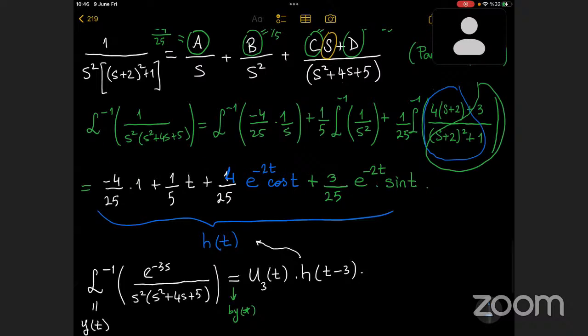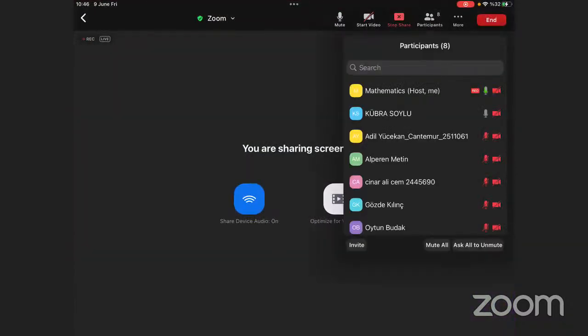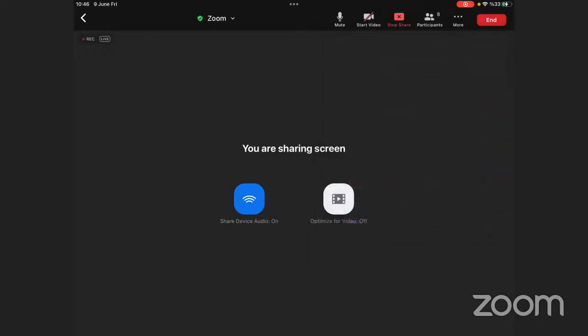Peki, güzel. Bakalım. Kaç kişiyiz? İyi, 8 kişiyiz. Devam edelim.